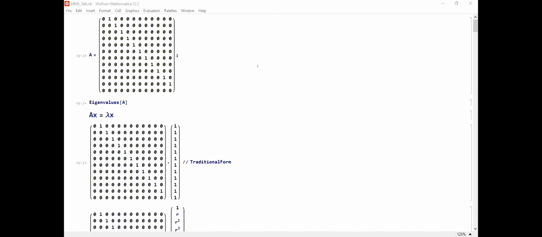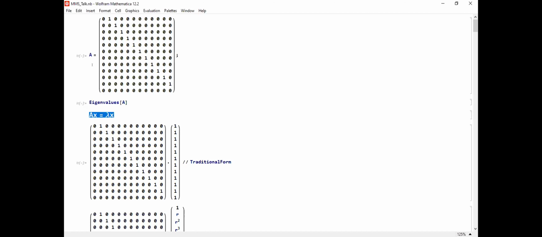What are eigenvalues? We already had an introduction about eigenvalues, and the important thing about eigenvalues is that they capture important numerical aspects about matrices. What I'm going to do here, however, is first show the limitations of eigenvalues.